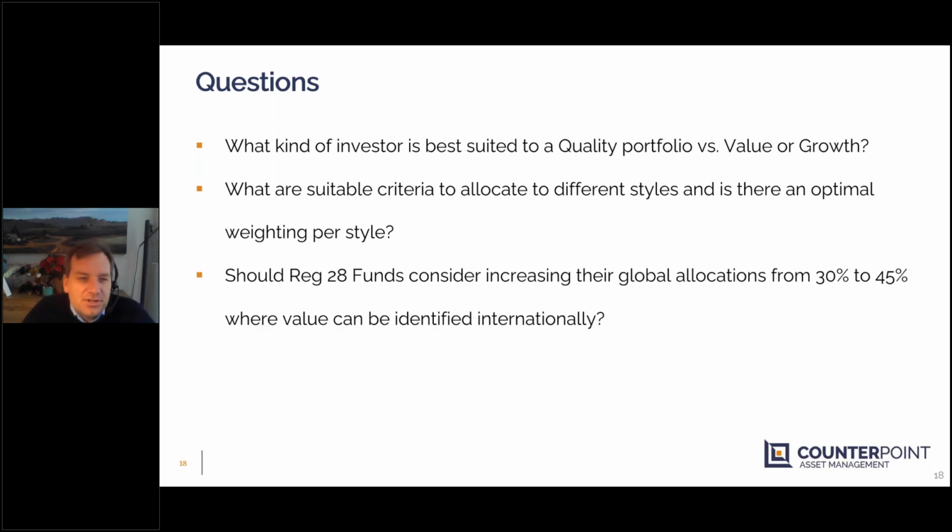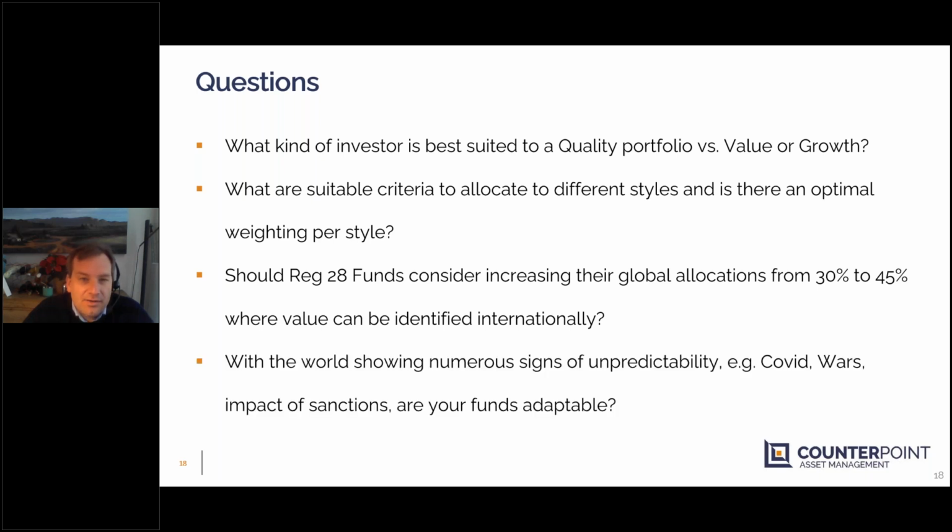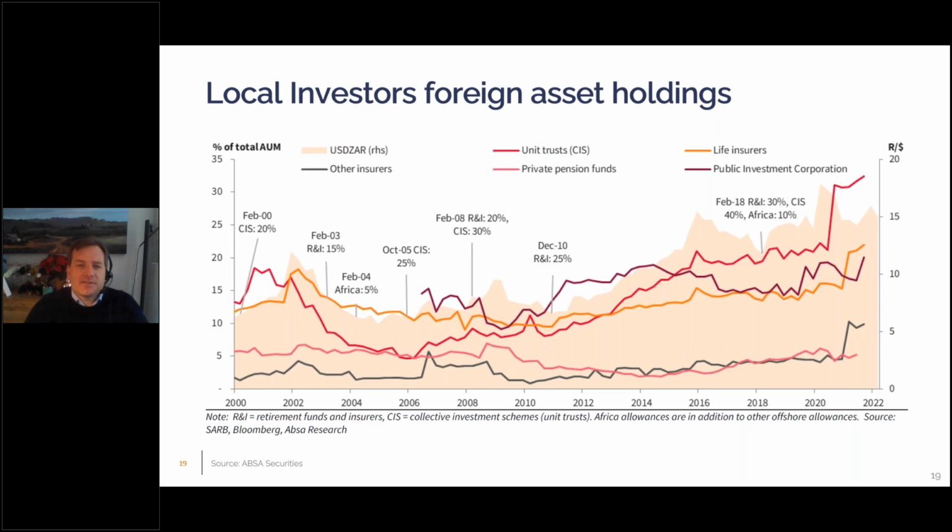Now here's a great question: should Regulation 28 funds consider increasing their global allocation from 30 to 45%? And obviously this has to do with the recent limit changes around offshore investing. So where value can be identified internationally. I just want to flip to a slide here. This is a bit of a busy slide.